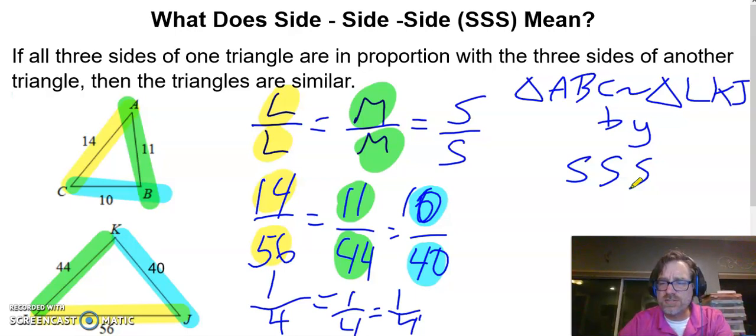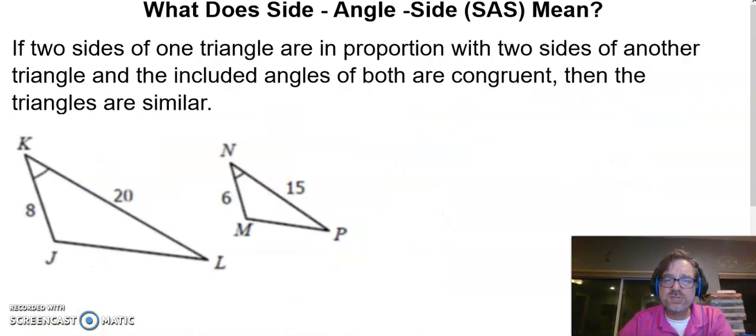Angle, angle is the postulate. And our last one is side, angle, side. Two sides, angle in the middle. Two sides, angle in the middle. If two sides of one triangle are in proportion with two sides of another triangle and the included angle, that means angle in the middle, then the triangles are similar.